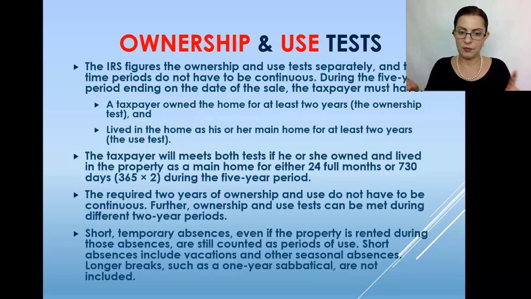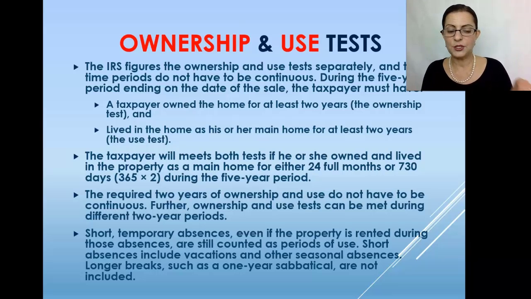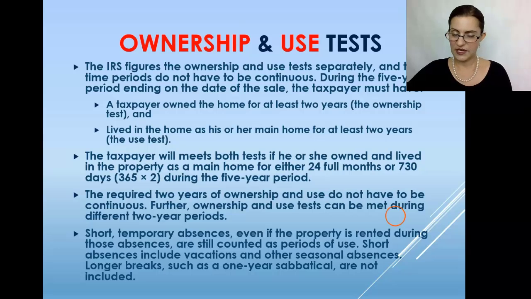But if you take a longer break, then that is not included as period of use. And the IRS example in the publications is a sabbatical. So if you go on a year-long sabbatical, if you're away from the house for a year, then that's not considered a period of use. So if you go on like a mission trip or a 1-year sabbatical, you're away from the house for 12 months and it's vacant, or even if it's rented, then that's not considered a period of use. It's considered a period of ownership, right? Because you still own that house. So you would count it as part of the ownership period, but you wouldn't count it as a use period if you were away from the house for a year.